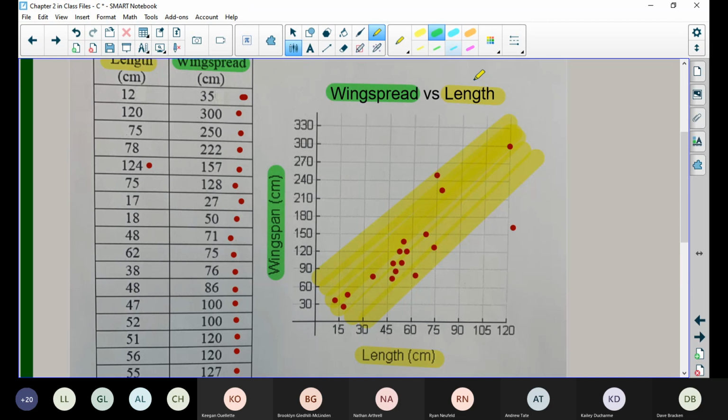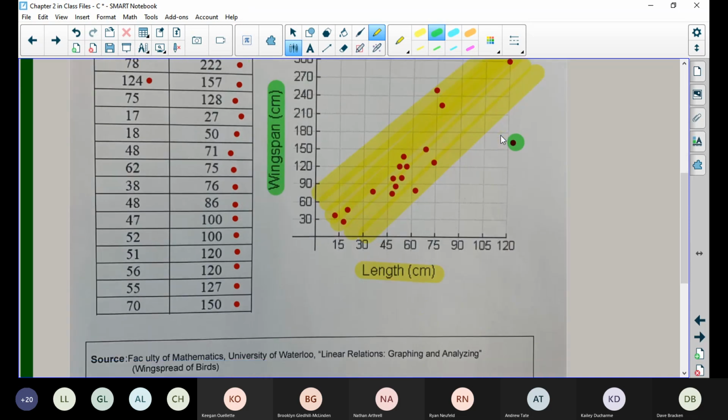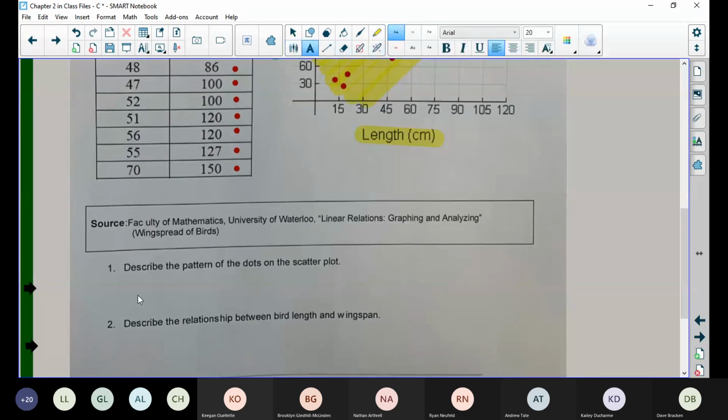This point right here is kind of sticking out by itself. We'll get to that type of a point later on. This is kind of a special point here. But for the most part, yeah, the dots go up to the right. So that's what we're going to say right here. Describe the pattern of the dots. The dots seem to be rising to the right.